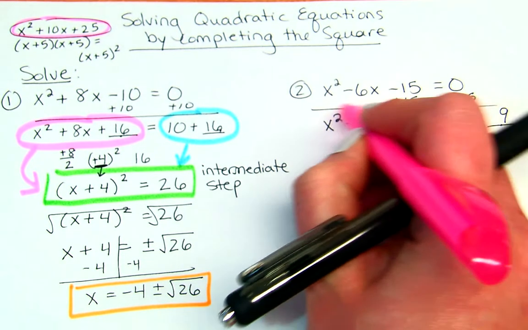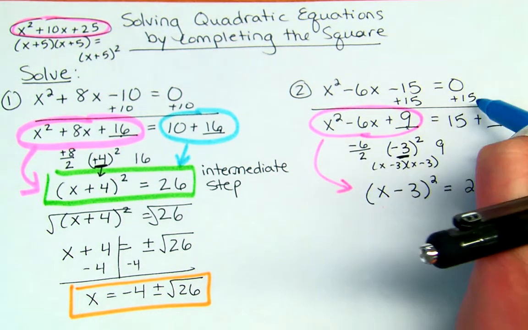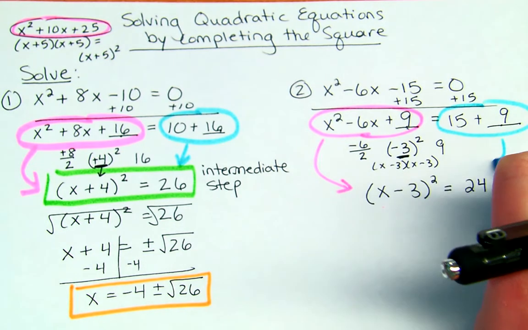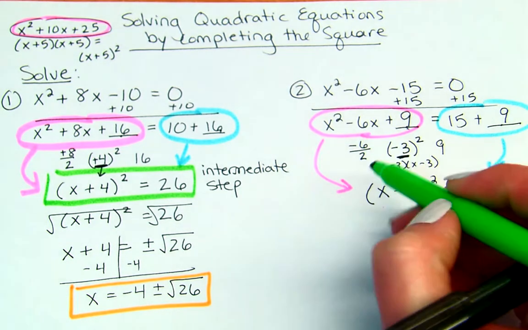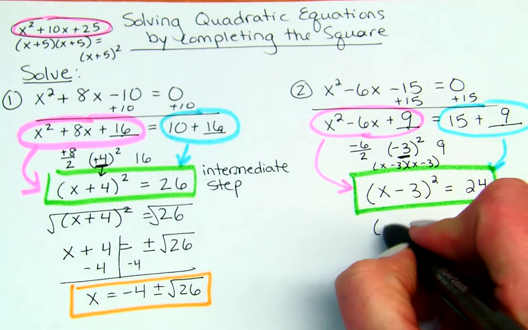Okay, so this was our perfect square trinomial that factored into x minus 3 squared. The right side is the adjustment that I needed to make to my equation. And now we've arrived at our intermediate step. So I'm going to continue solving.